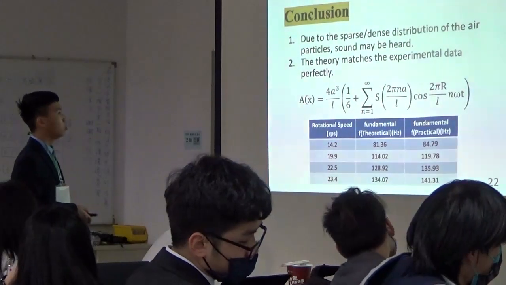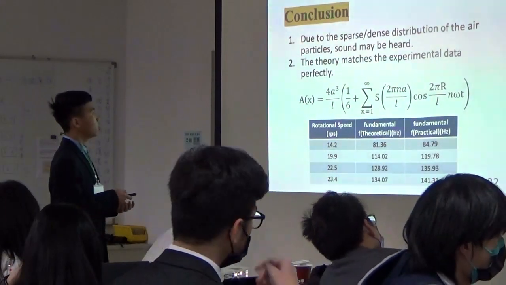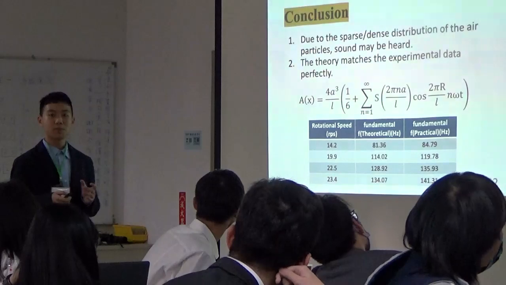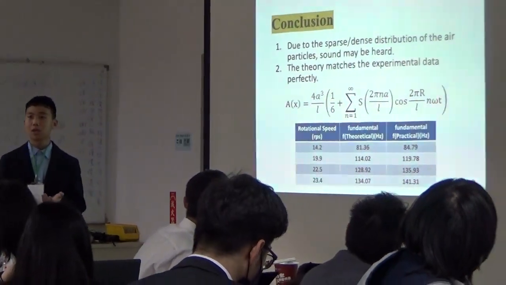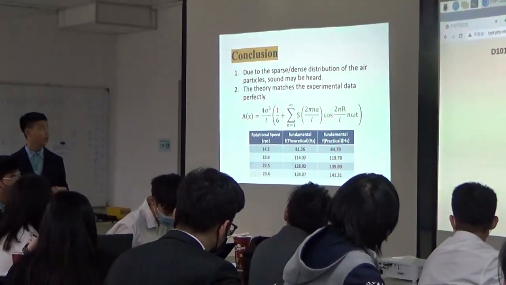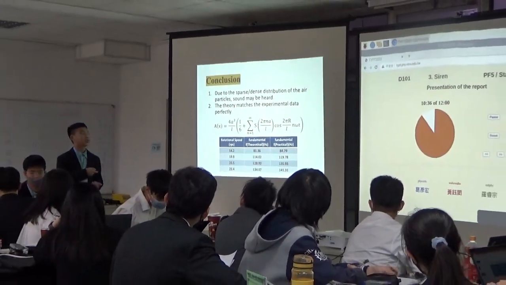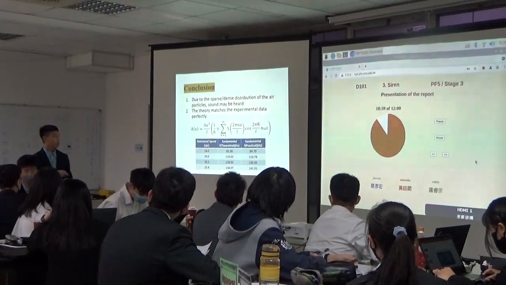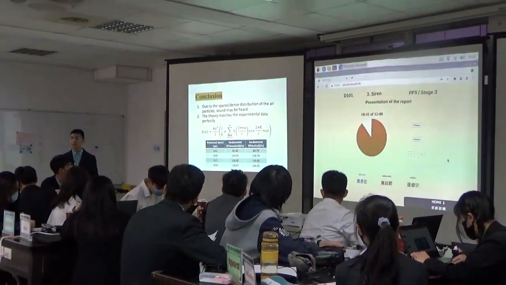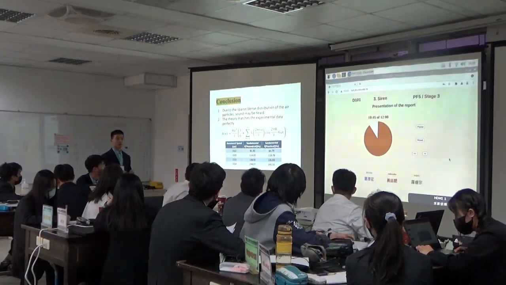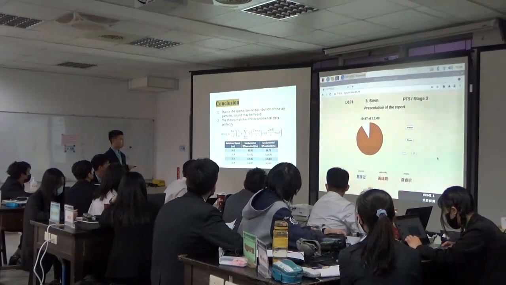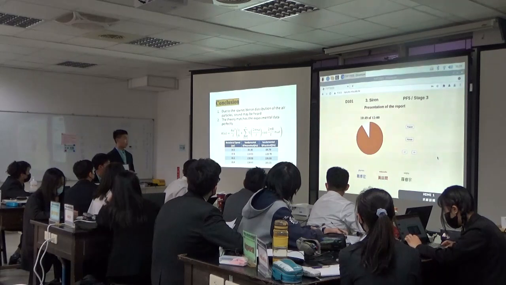So this is the conclusion we can get. Due to the sparse and dense distribution of the air particles, the sound may be produced here. That's the constant of the siren. And the theory matches the experimental data well, which is the theoretical part we get from the Fourier transform. And this is the practical experiment that we get.